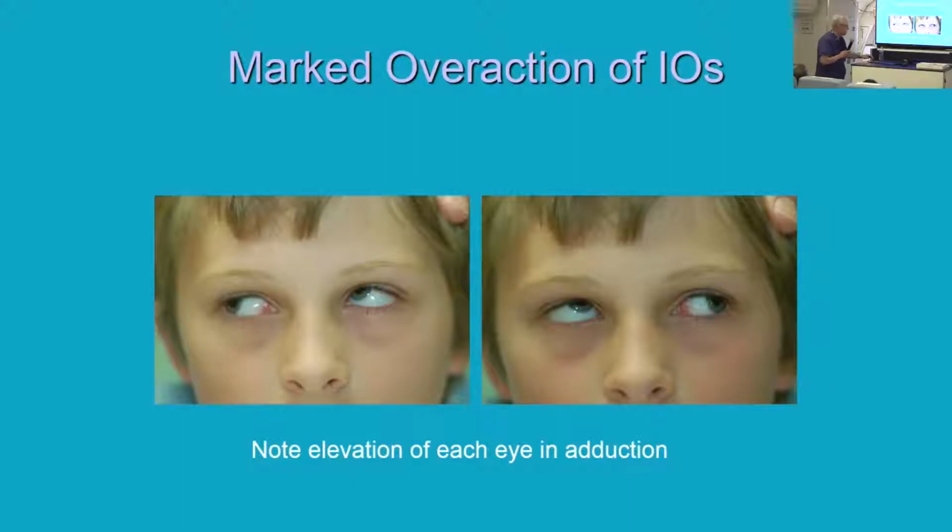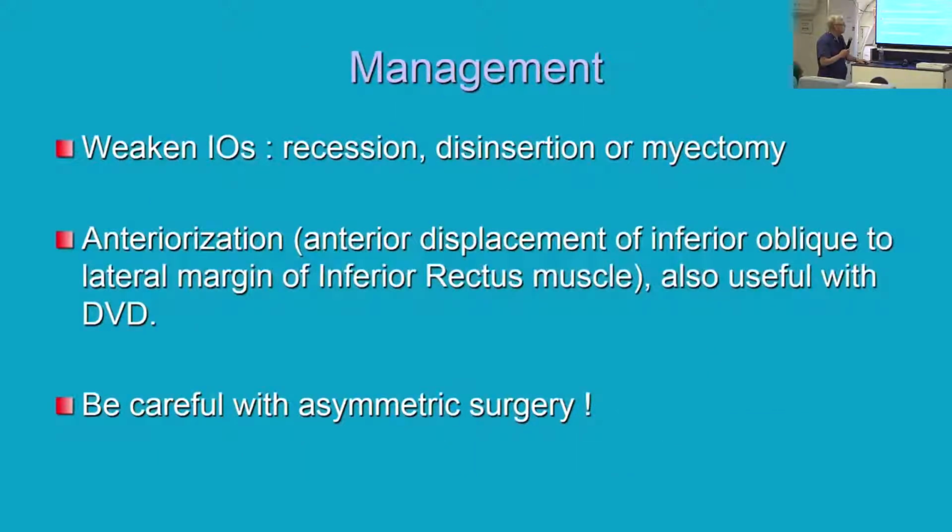And management of primary overaction is usually to weaken the inferior oblique in some manner. You can recess it, which is the 14-millimeter recession, or you can do a modified lesser amount of that. You can do a disinsertion of it, just cut it loose, or you can take a piece out of it and cut it loose, which is a myectomy.